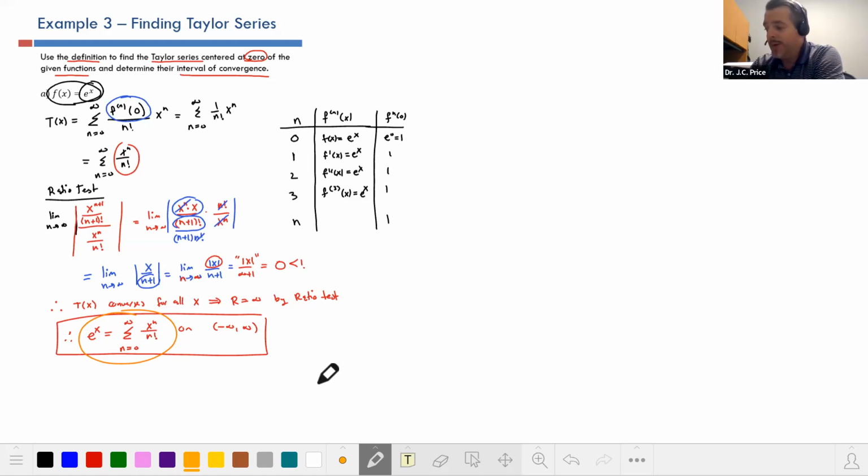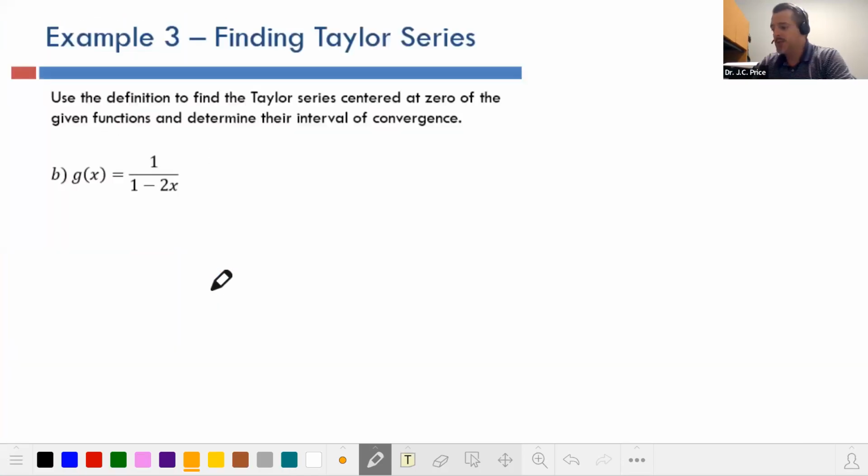So we didn't have to test endpoints because r was infinity. So let's do one more. So let's do one that's a little bit more challenging, and we'll actually have to test the endpoints. So let's look at this one.